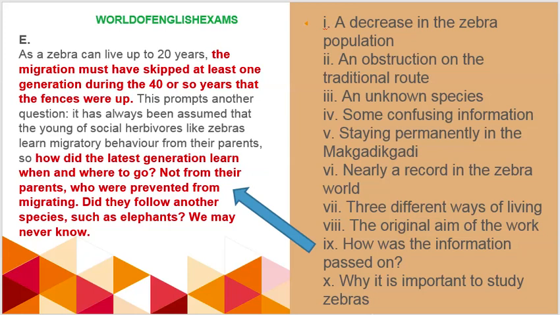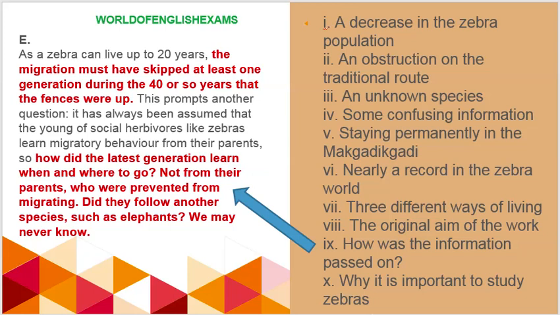Did they follow another species such as elephants? We may never know. Again, there is an open-ended question as to how the information regarding migration was passed from the parents to the offsprings.